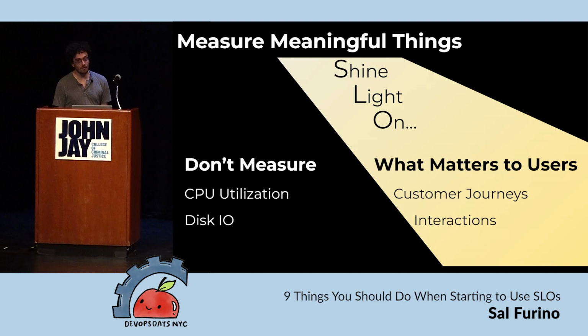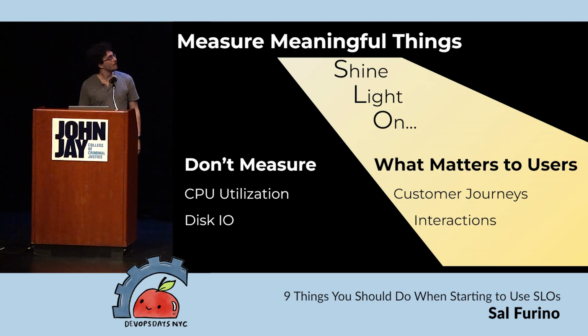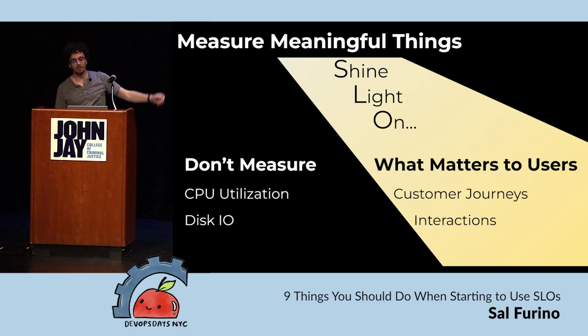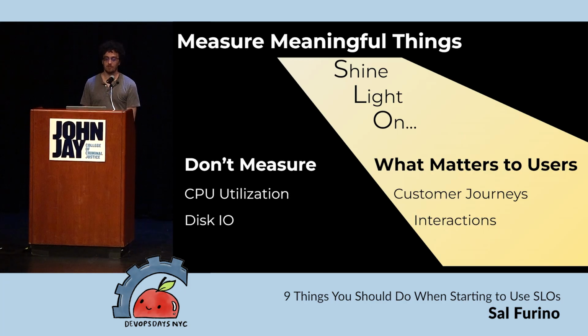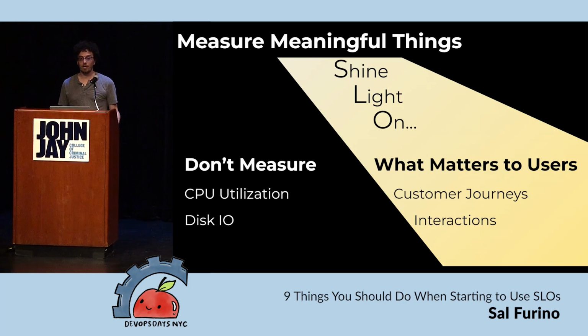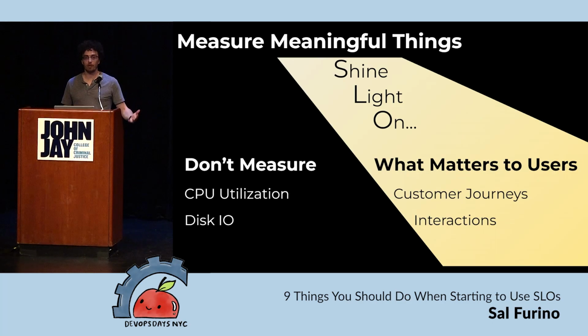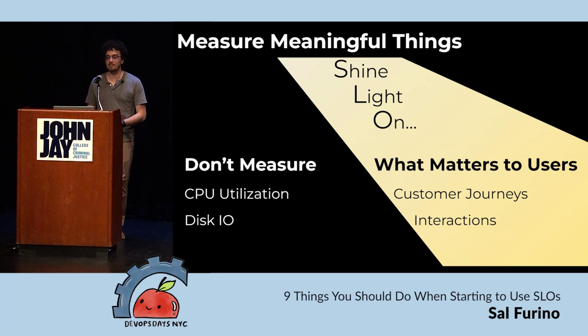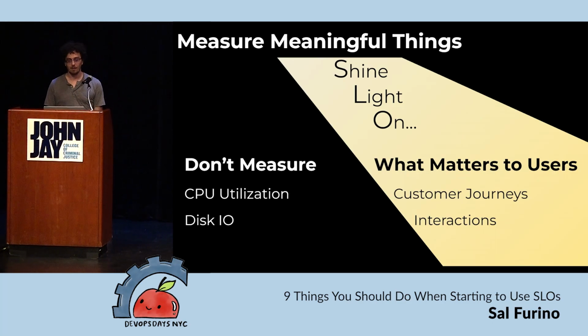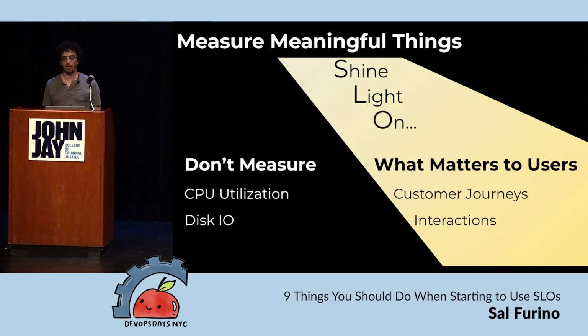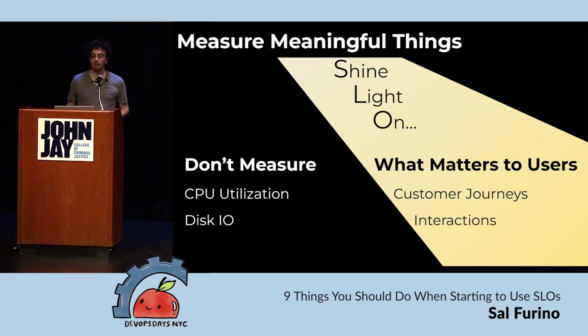So first off, measure meaningful things. SLOs shine a light on what matters most to users. When engineers start SLOs, they generally gravitate to metrics they already know: CPU utilization, disk I/O, bandwidth. While these signals are good for scaling and figuring out if a service has a bottleneck, generally folks should try to pick higher value signals that target user journeys, meaningful interactions with the service.